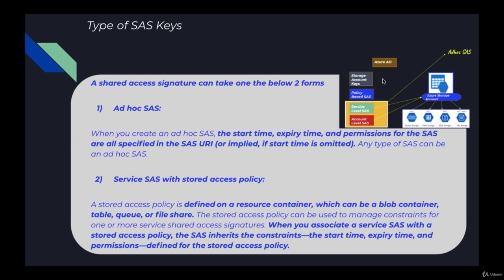So remember this diagram, we discussed the SAS keys: policy based, service level and account level. A shared access key can take one of the below forms. One is ad hoc SAS. When you create an ad hoc SAS, the start time, expiry time and permissions for the SAS are all specified in the SAS URI. Remember we discussed the SAS URI. Or they are implied if the start time is omitted.